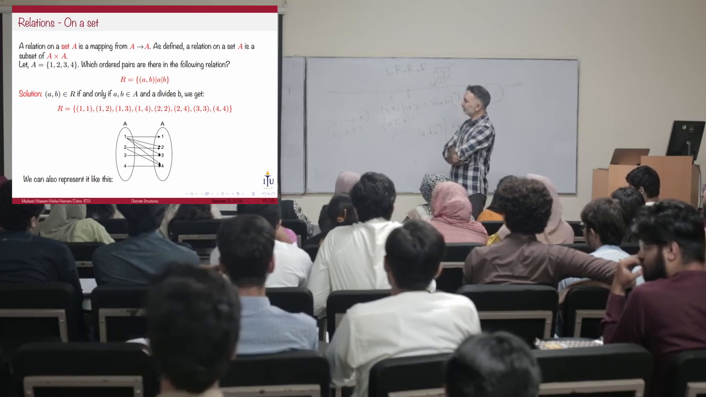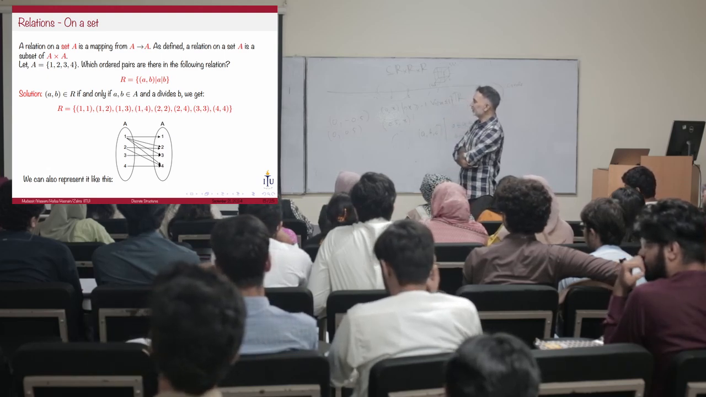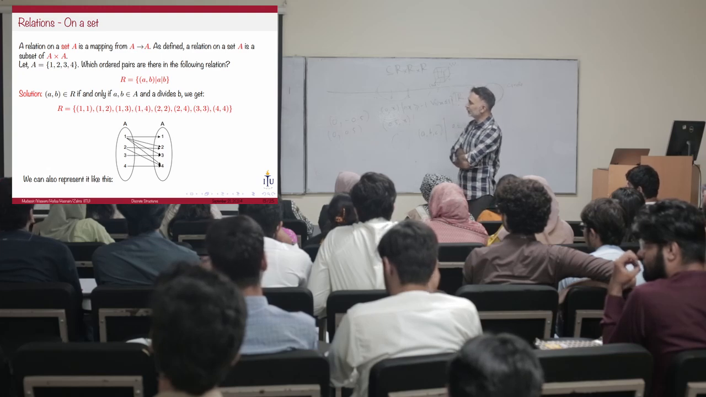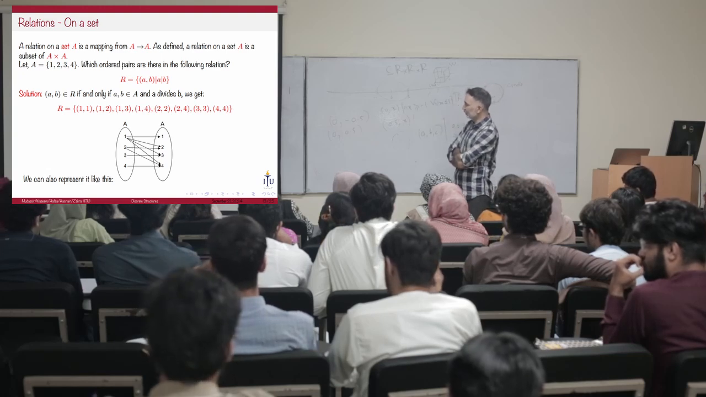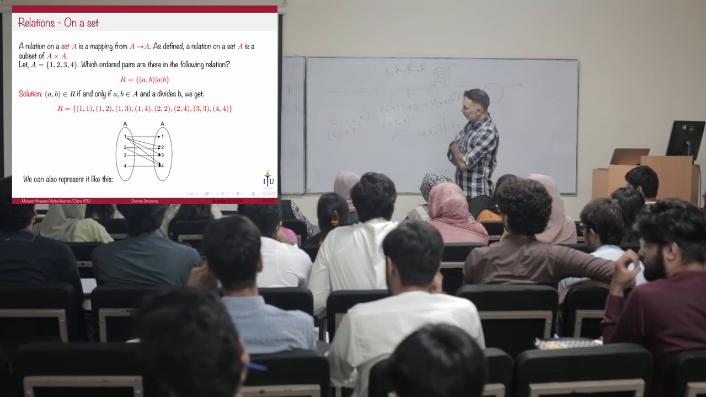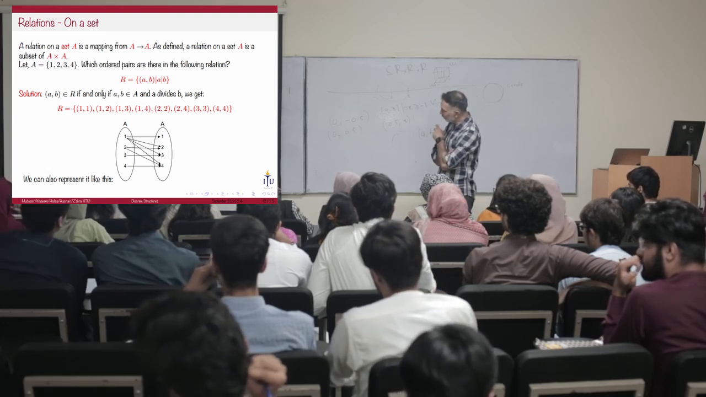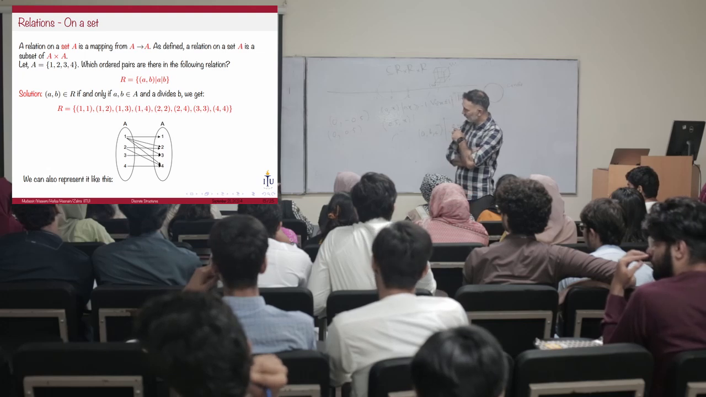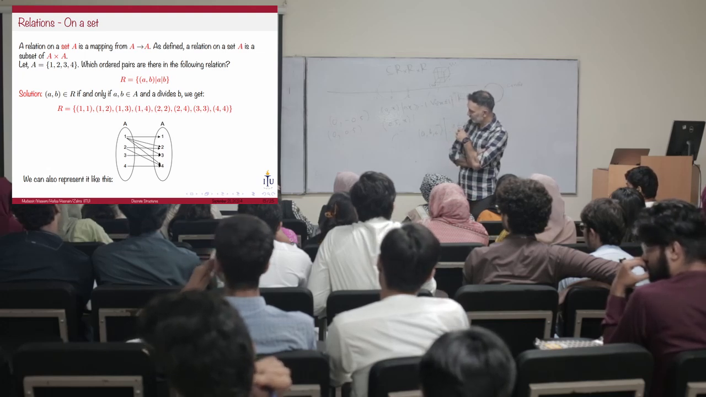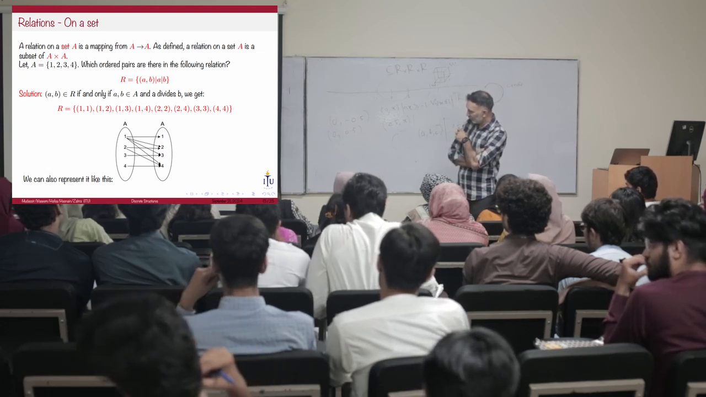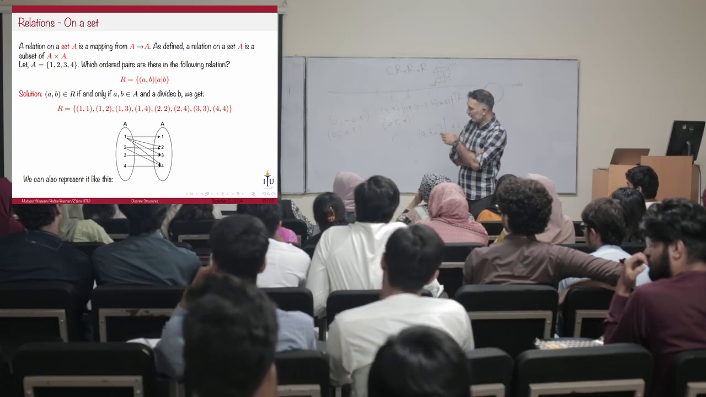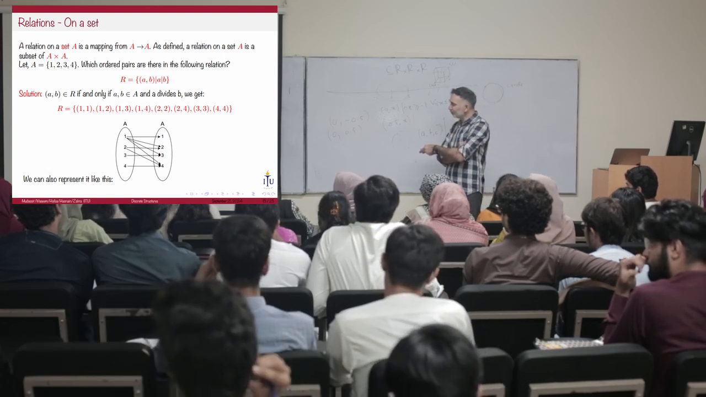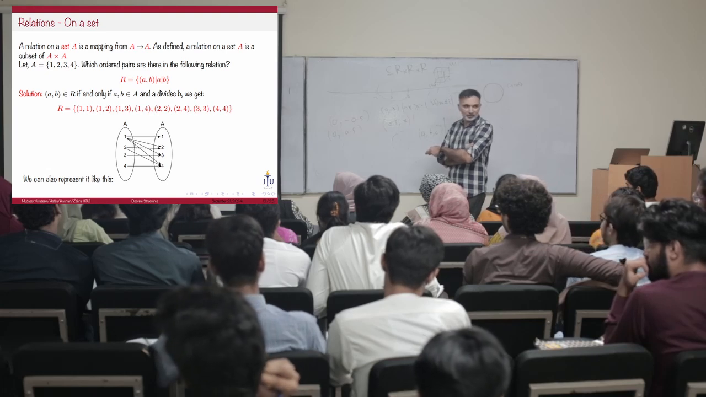A relation on a set is a mapping from A to A. As defined, a relation on a set is a subset of the Cartesian product of A. I think there's nothing interesting on this page unless someone says that it is. We can also represent this. Okay, so I think that's the important part. That's one nice way to represent relations.